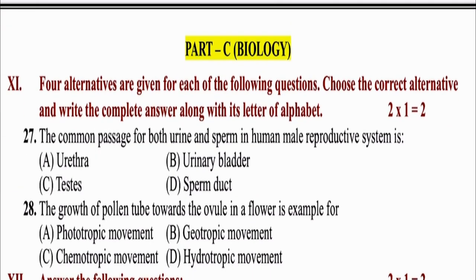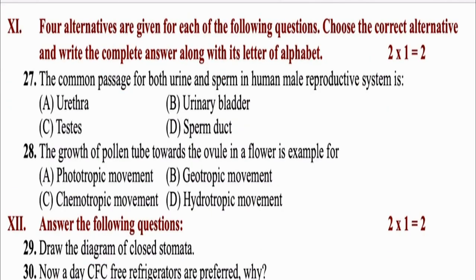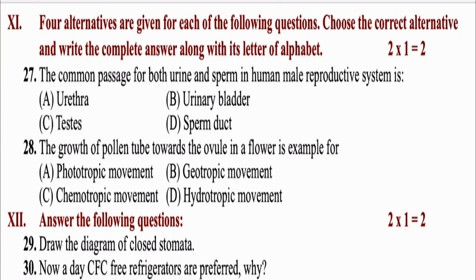Next, part C. Biology. 11th main multiple choice questions. Question number 27. The common passage for both urine and sperm in the human male reproductive system is option A. Urethra, option B. Urinary bladder, option C. Testis, and option D. Sperm duct. The correct answer is option A.